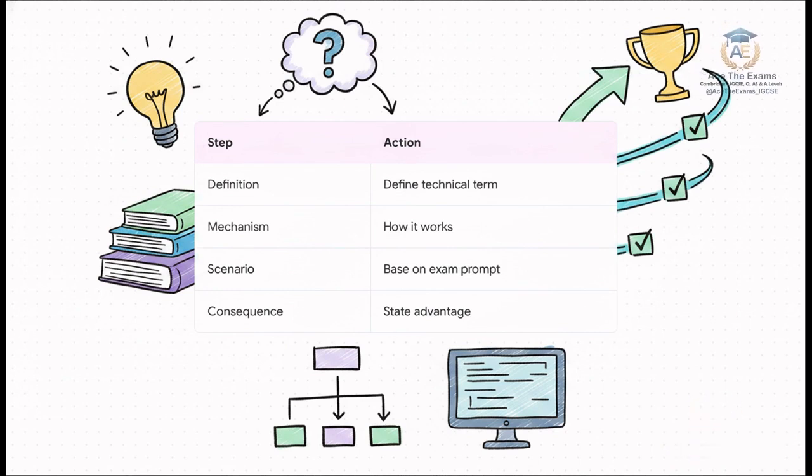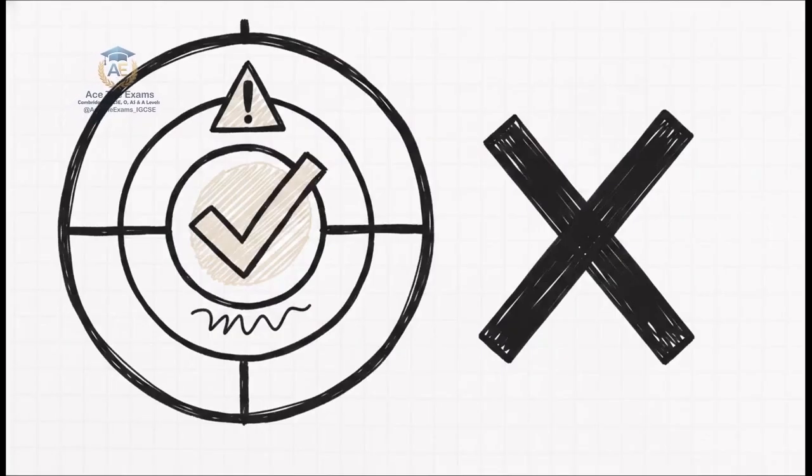Then, provide a scenario example based strictly on whatever prompt the exam gave you. And finally, state the consequence or advantage. If you follow this exact template, every single technical point you make is going to align perfectly with what the examiner's mark scheme demands. Part of demonstrating perfect logic means proving your program won't just break the second someone uses it.